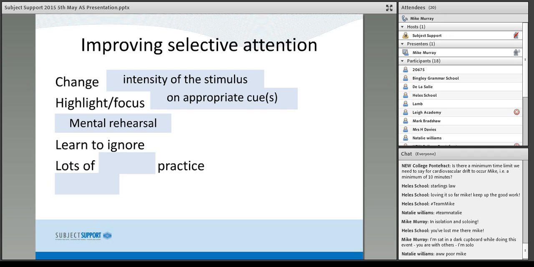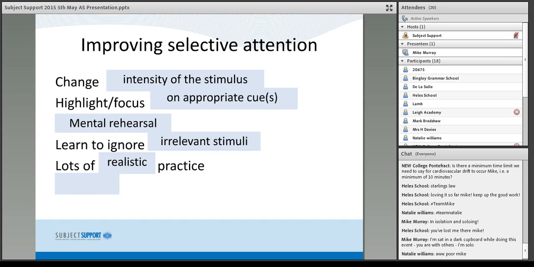Next one is specific to selective attention. You ignore distractions. You learn to ignore the irrelevant stimuli. And then the next one, the fifth one down, yeah, lots and lots of practice, but I promise you they won't accept the word practice on its own. You must give a prefix to that word. So words like relevant or specific or realistic are the words you've got to be looking at.